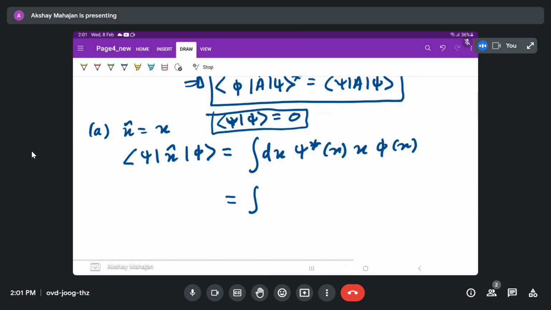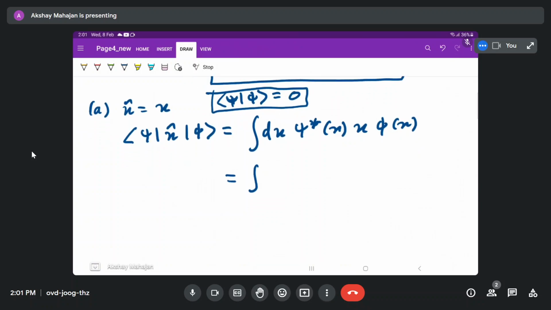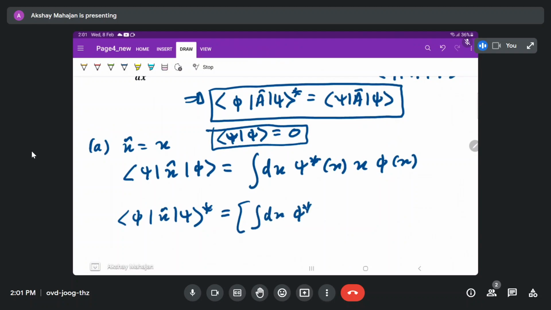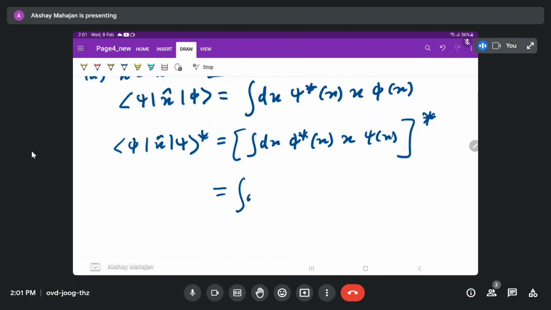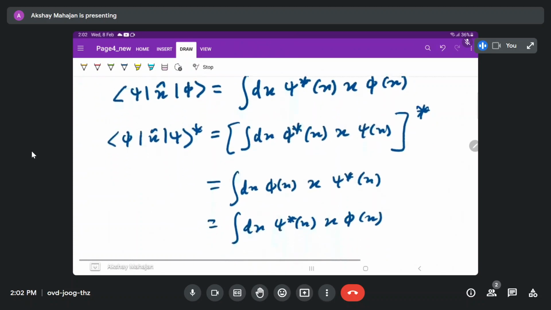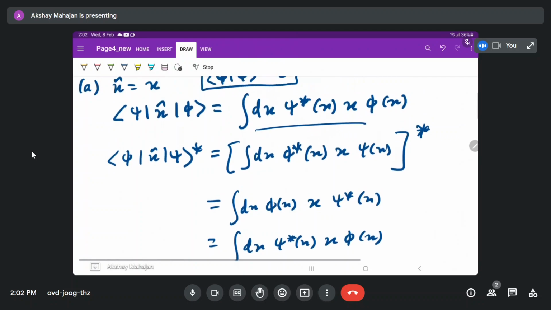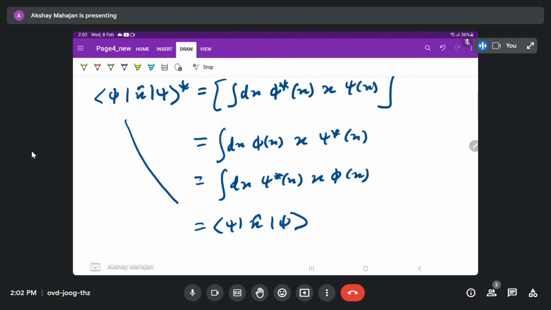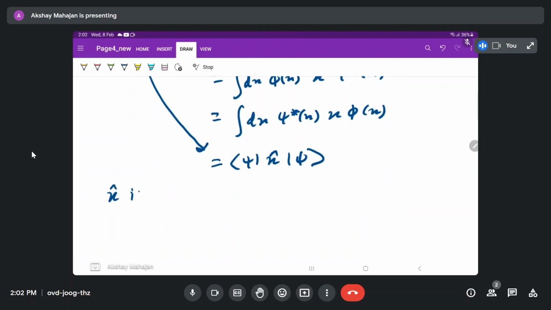Now we need to take the complex conjugate of this whole expression. Let's write the other part, which is phi, and instead of A cap, let's write x cap, psi, whole star. This will be equal to the integral over dx of phi star of x, x, psi of x, whole star. That will be equal to the integral dx of phi of x, x, psi star of x. And since we can move it around, I can write this as this, and you can see that the relation we have formed is similar to what we formed for psi x cap phi. So since these two are equal, we can say that x cap is Hermitian.